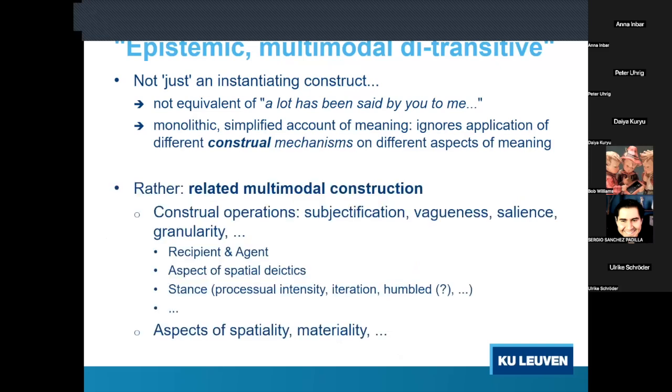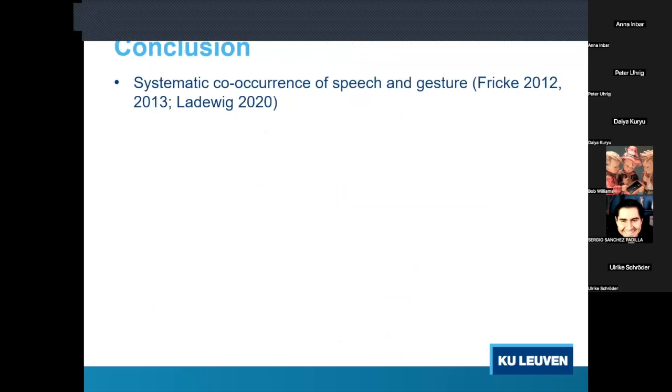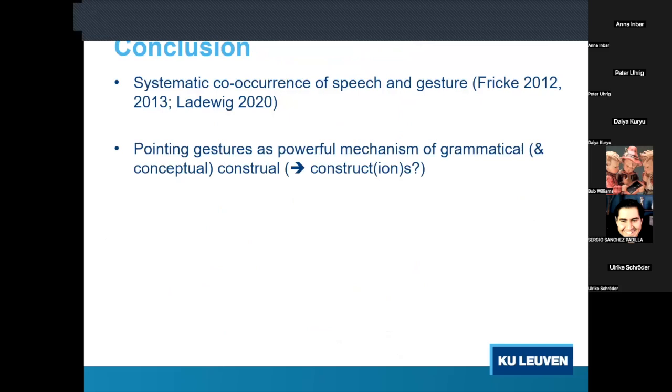So I've been looking at systematic co-occurrence of speech and gesture here, and focusing on pointing gesture as a powerful mechanism of grammatical and conceptual construal. And mind you, with grammatical construal, we are at the heart of linguistic organization. Remember at the beginning where we said, yeah, well, high interest rates or low interest rates and prices rise. You could say, yeah, well, that's secondary. We could do without. That's conceptual addition, aesthetics. In this case, it's not aesthetics. It's about the syntactic construction, syntactic structure, which is the core of linguistic organization.